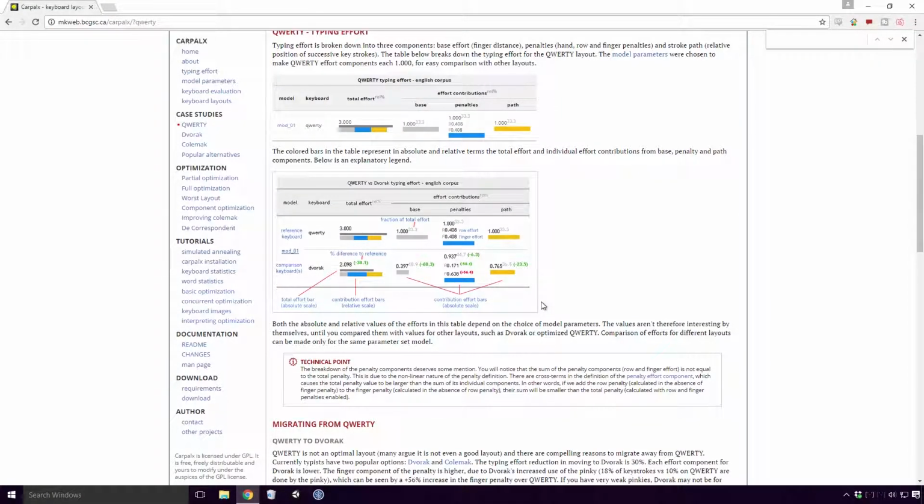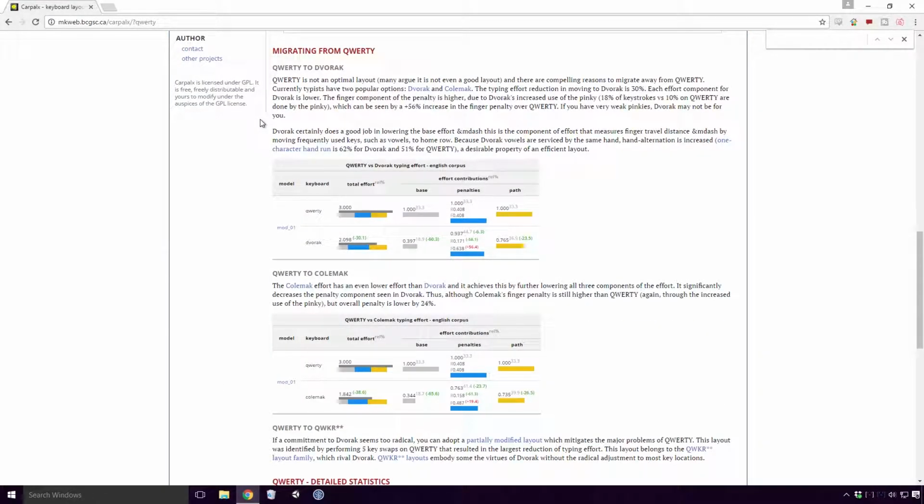Looking at the diagram, and what a lovely diagram it is, we can see a ton of green across the board. It's St. Patrick's Day, Ace. Well, apart from the one red for finger effort, but I guess it was too drunk to care. Anyway, it's also worth noting that Martin draws attention to the fact that the sum of the row and finger effort is not equal to the total penalty. Apparently it's due to the non-linear nature of the penalty definition, but honestly it's beyond my current level of comprehension.